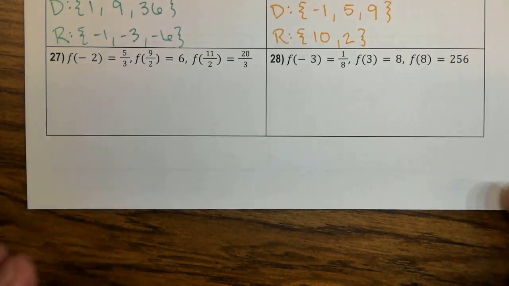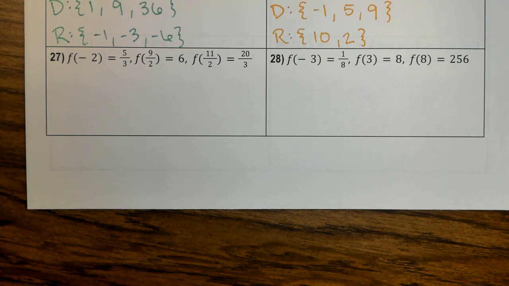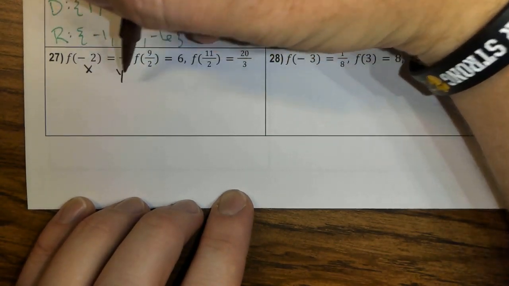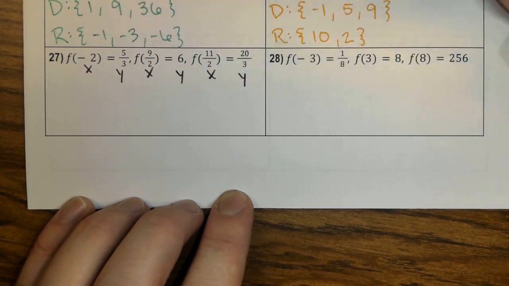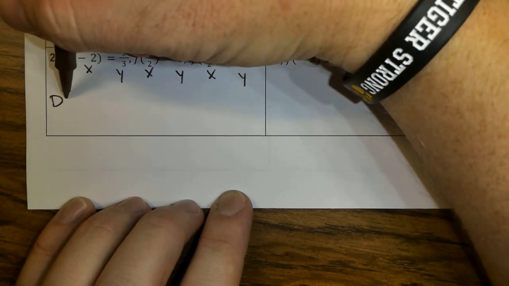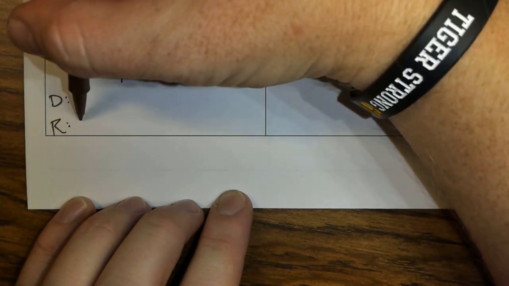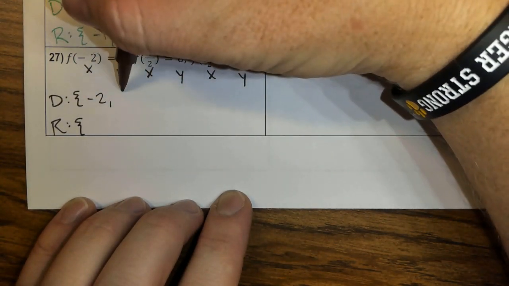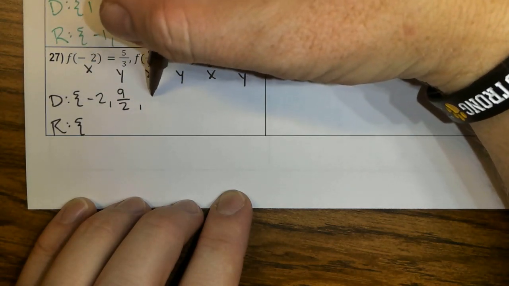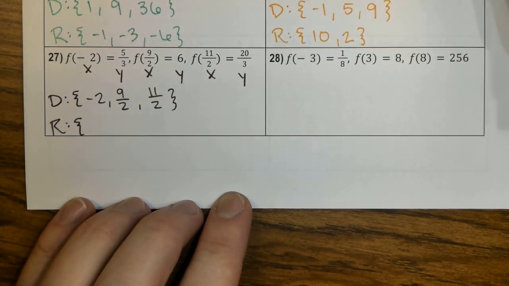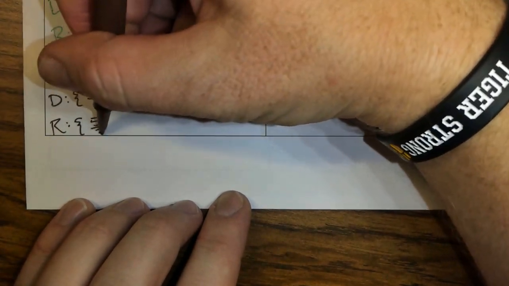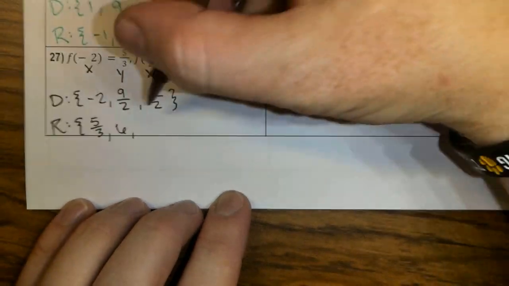All right, 27. Look, you see a bunch of fractions, you might panic, but again, I do this to show you the process does not change. It doesn't matter what is there as long as you put it in the right spot. So we still have X, Y, X, Y, X, Y, okay? I have domain, fancy bracket, range, fancy bracket. So domain is X, -2, 9/2, and 11/2. Okay, range is the Y values. So we have 5/3, 6, and 20/3.